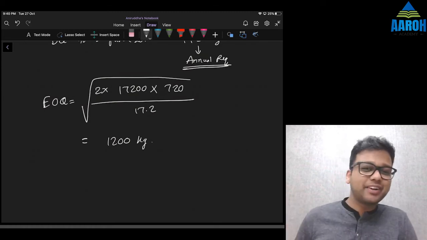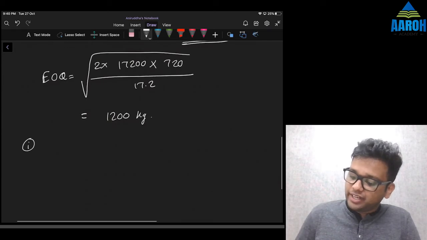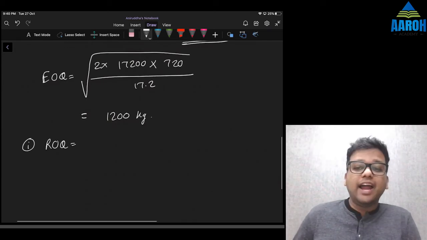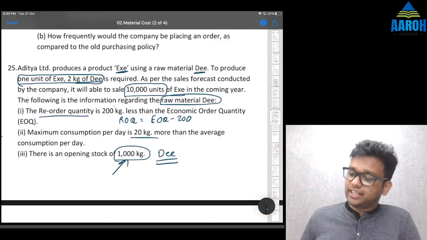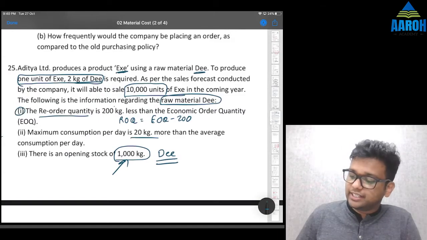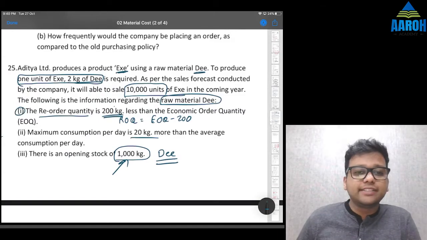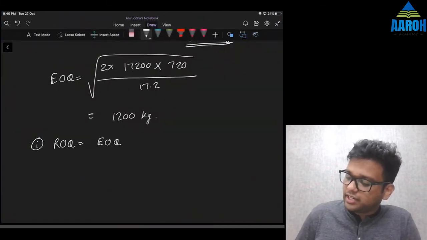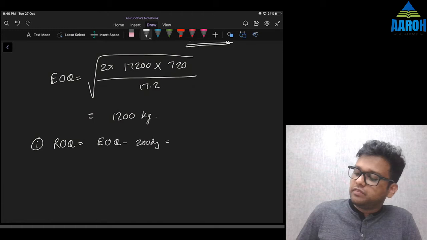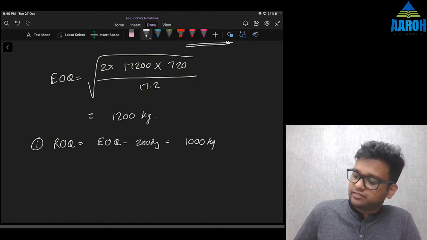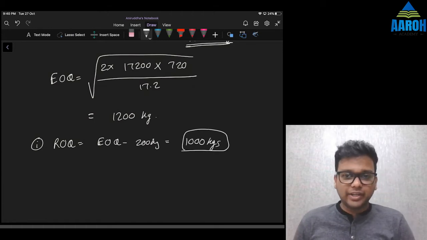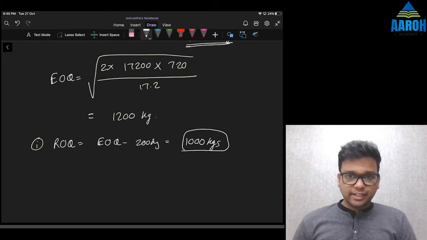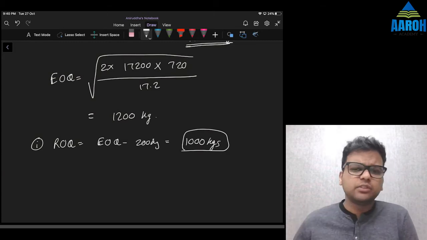Okay. But still this is also not the answer, because in the first point they have asked reorder quantity, and in the first paragraph itself they are saying that ROQ is 200 less than EOQ. So their ROQ is going to be EOQ minus 200, which is 1000 kgs. Okay. Is this clear to everyone? If yes, let's go to the remaining part.